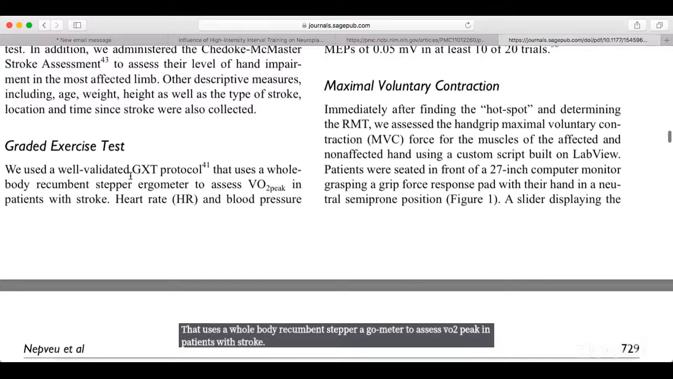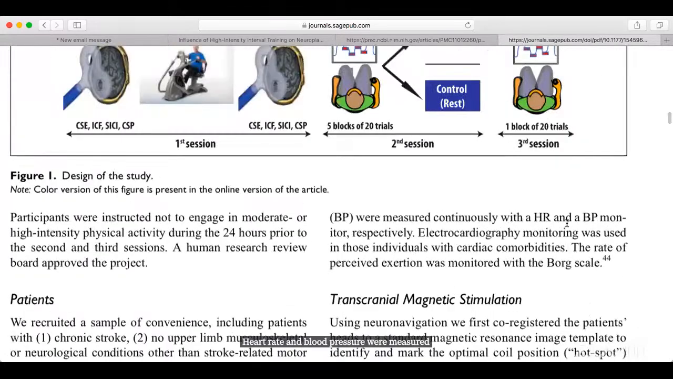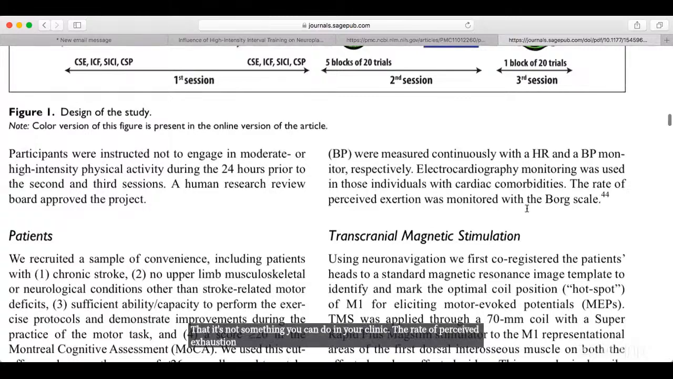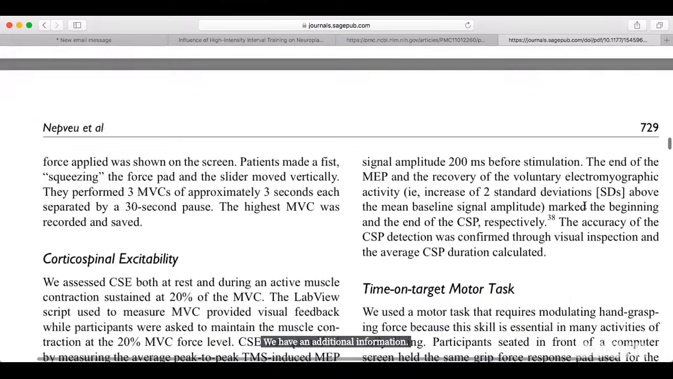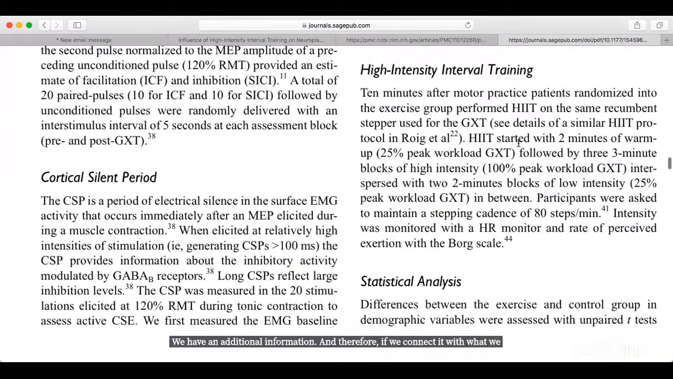Heart rate and blood pressure were measured continuously with a HR monitor. Electrocardiography monitoring was used in those individuals with cardiac morbidities. So we are not using it; it's only when they have cardiac morbidities. So don't be afraid that it's not something you can do in your clinic. The rate of perceived exertion was monitored with the Borg scale. We have additional information, and therefore, if we connect it with what we have here, it will make more sense.